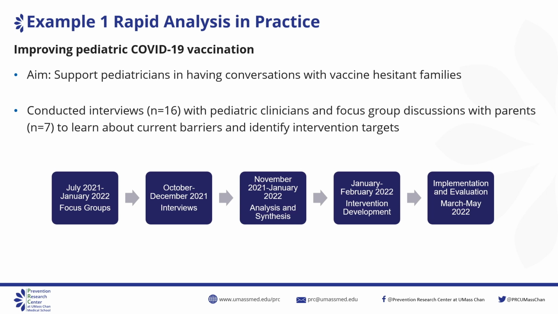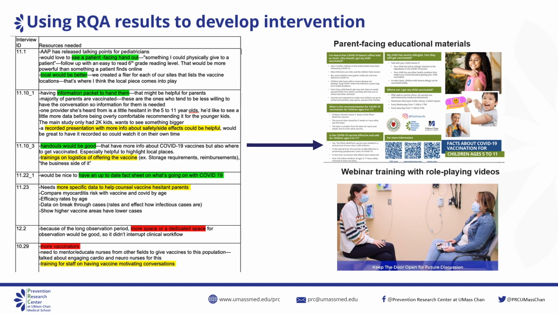And so I'll give an example in the next slide of how we used data from our matrix to identify different components of this intervention that we wanted to have. So this is just one domain taken from our matrix. We had a question for pediatricians around what resources do you need to support you in these conversations and in addressing vaccine hesitancy and vaccine uptake. So you can see this is copy and pasted from our matrix. Each row is an individual interview.